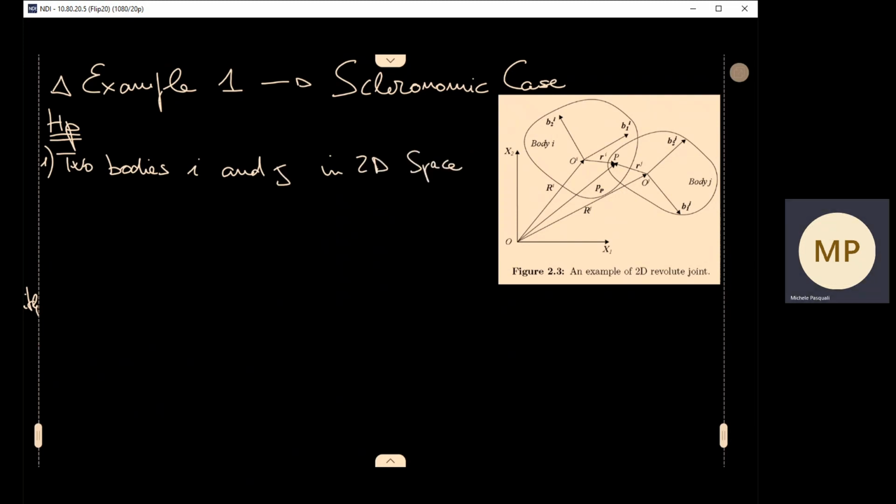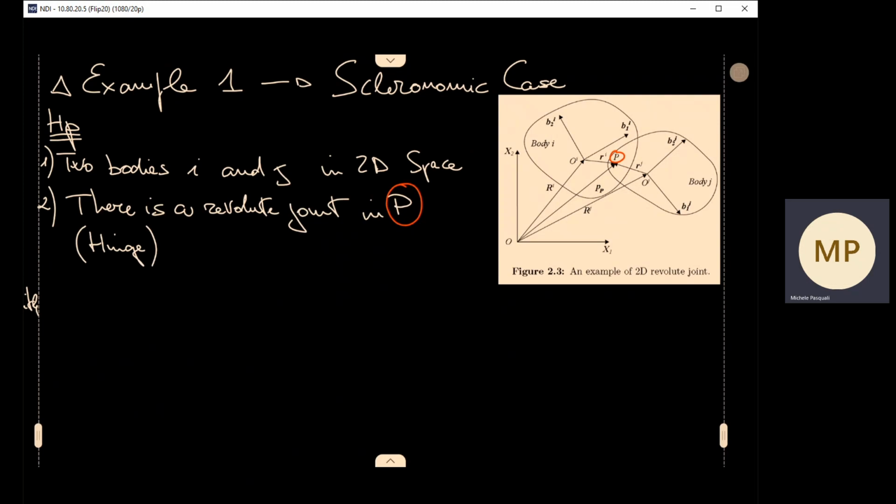Okay. What else? There is a hinge, a revolute joint, if you want. They are kind of synonyms, in fact, but in 2D space, we typically talk about revolute joints, but you can use them as synonyms. There is a revolute joint in P. Where is P? P is here. Again, we can talk about this as a hinge as well. It's a hinge.